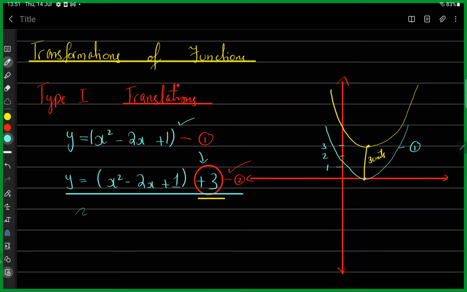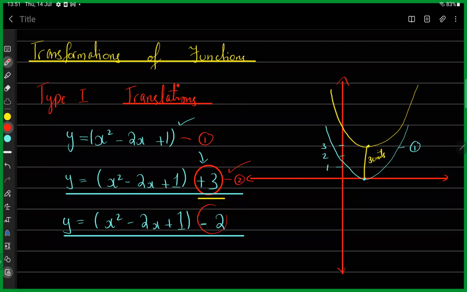Similarly, if I talk about another equation, y equals x squared minus 2x plus 1, and let's say minus 2. So what's happening? Everything is same. Still the equation is same. The only difference is that I have subtracted 2. So the difference in 1 and 3 would be that this blue graph would be shifted 2 units down.